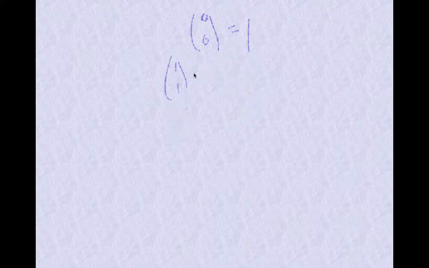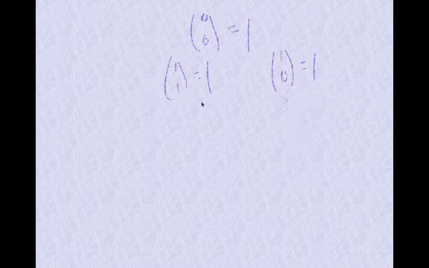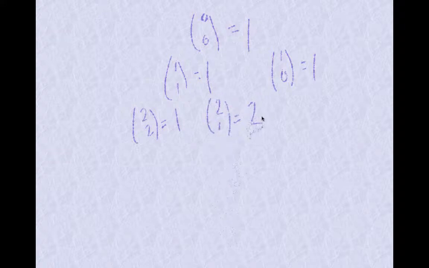0 choose 0. If I have nothing and I want to know how many ways I can choose nothing, it's the accept your fate way. There's only the one way. And then 1 choose 1. I choose the 1. Or 1 choose 0. There's one way to choose nobody. Over here, 2 choose 2. There's one way to do that. But there are 2 ways to choose 1 out of 2. And then there's still just one way to choose nobody.